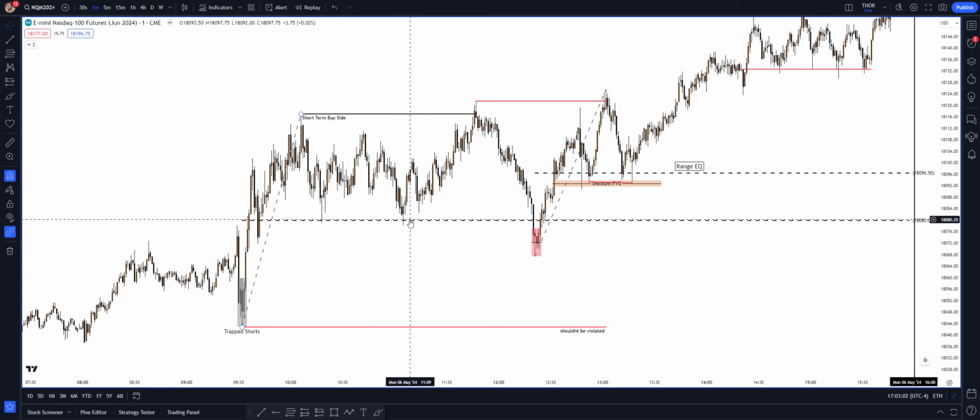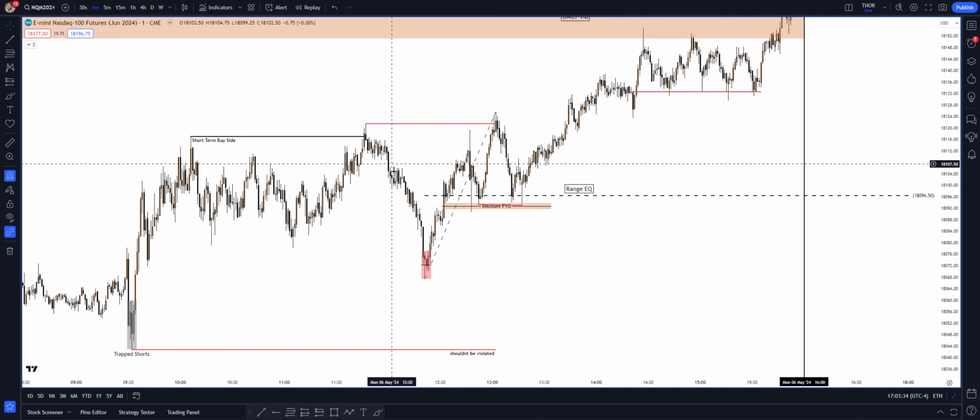It tests the range EQ, rejects it. Once it rejects that, you can target the short-term buy side. But be mindful of SMT divergence. If there's an SMT divergence, for example, if you were trading ES here, you wouldn't get your partial at the short-term buy side. So be mindful of that. Maybe you want to close your position once Nasdaq targets the high, because ES was the weaker pair.